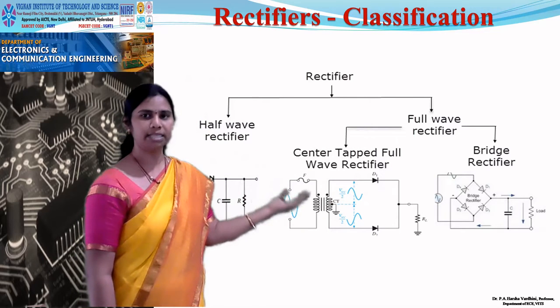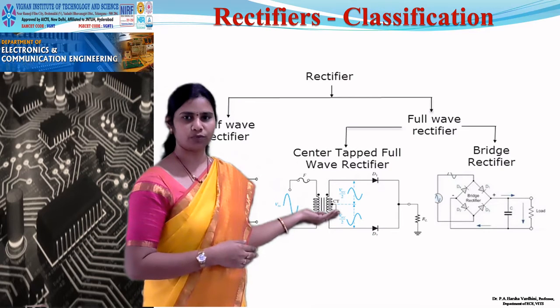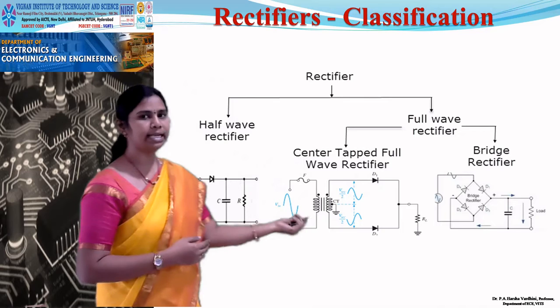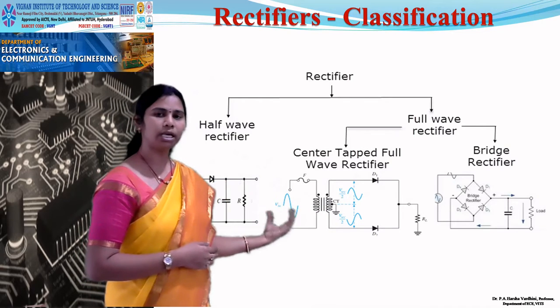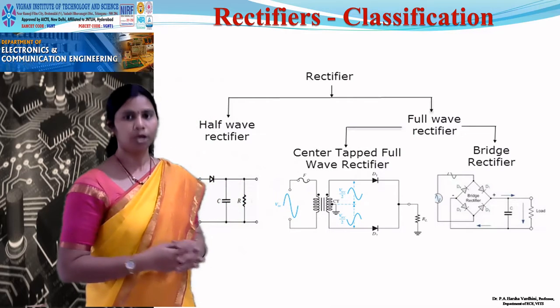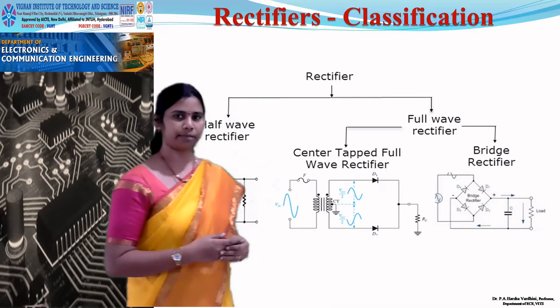Center-tapped, as the name says, you are using a transformer which is a center-tapped transformer. So whatever input you apply at the primary, you will see a center tap at the secondary of the transformer. This input is equally given to the upper half and lower half of your center-tapped transformer. We will see in detail when we go through the operation of a full-wave rectifier.